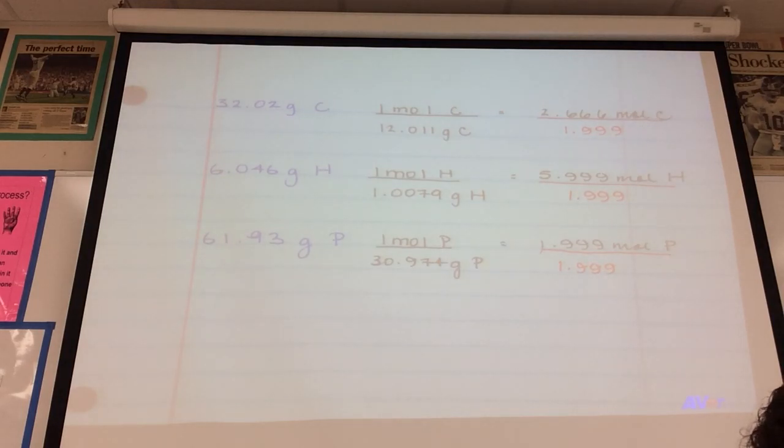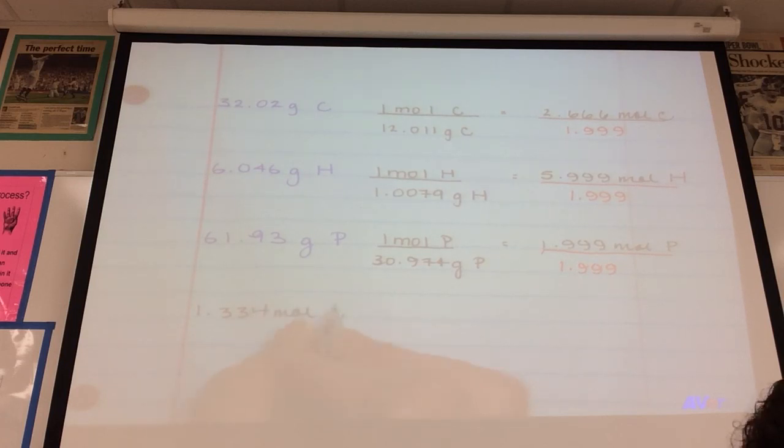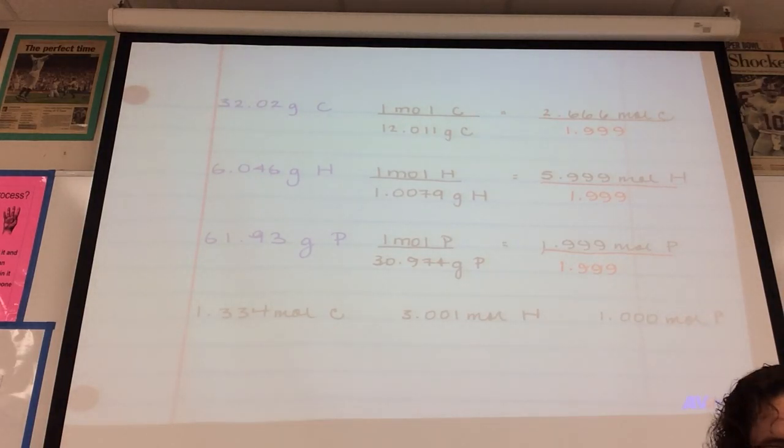And again, that's the most common error. It's one of the reasons I'm doing it in a different color. Really want you to pay attention to that. 1.334 moles of carbon, 3.001 moles of hydrogen, and 1 mole of phosphorus. And you'll note I've still labeled everything moles with the element. Much easier to follow, really need it.